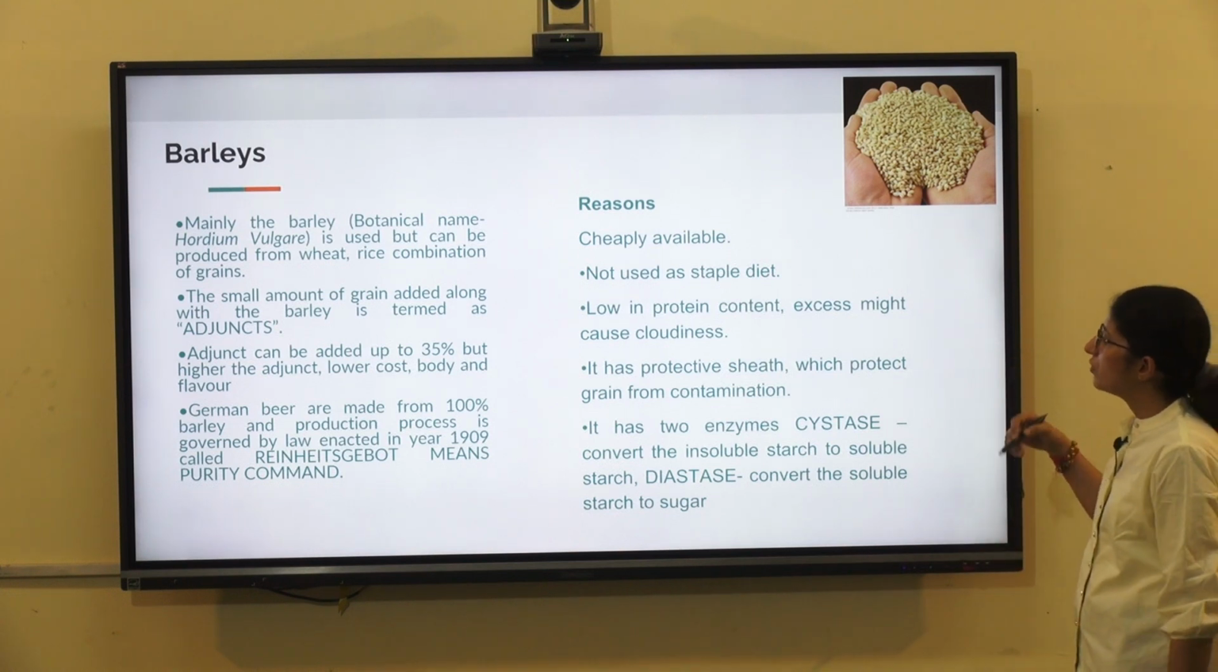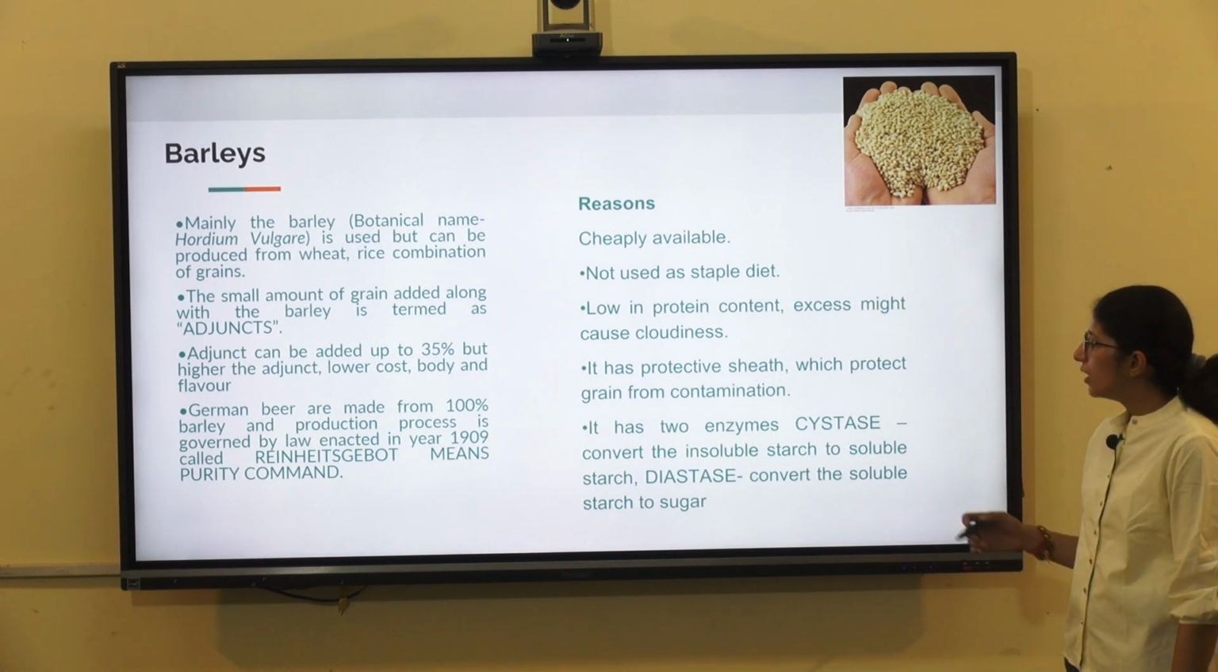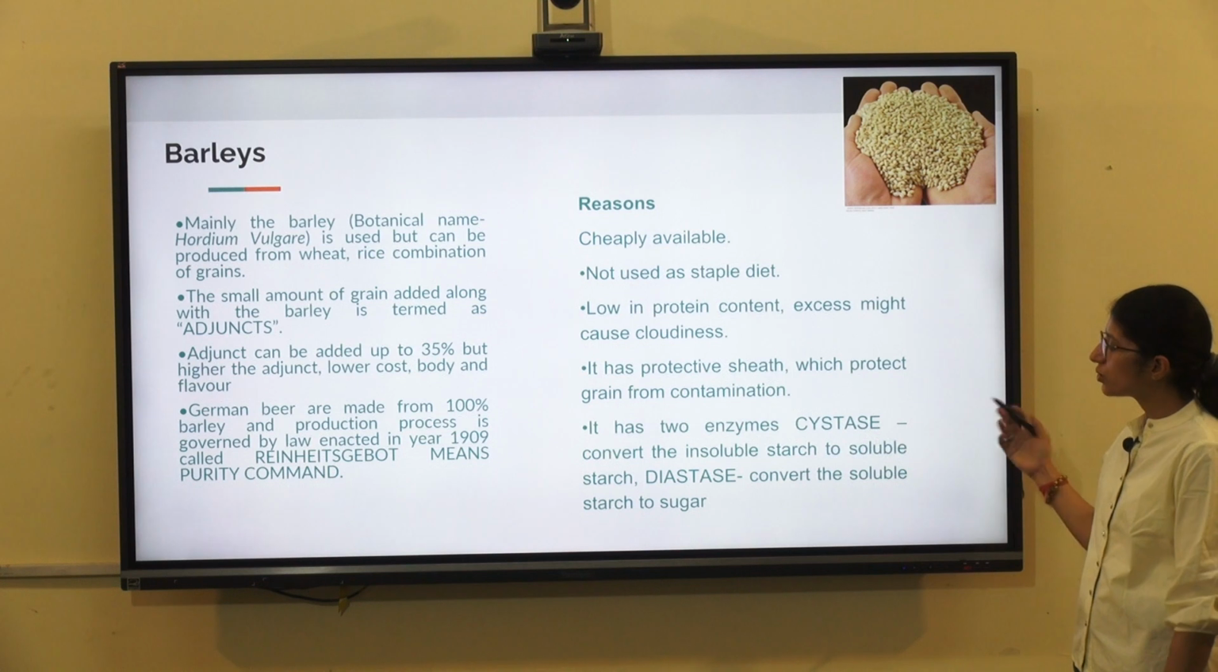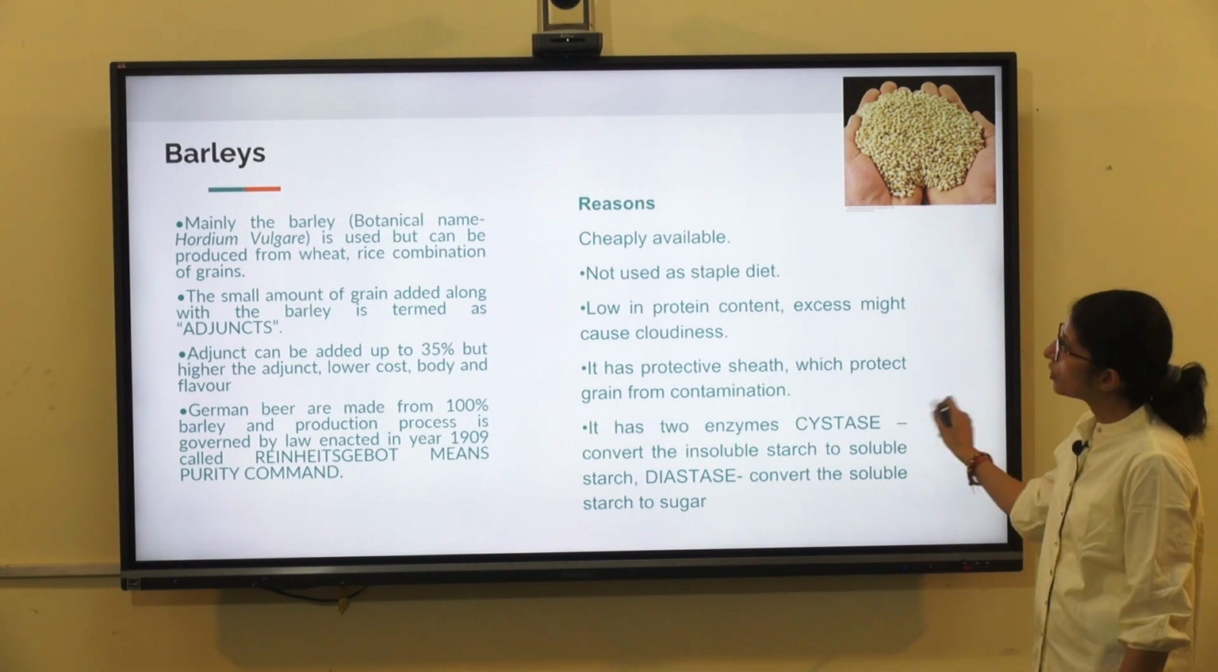It is a protective sheet which protects the grain from contamination, and it has two major enzymes: cytase to convert the insoluble starch to soluble starch, and diastase to convert the soluble starch further to sugar.